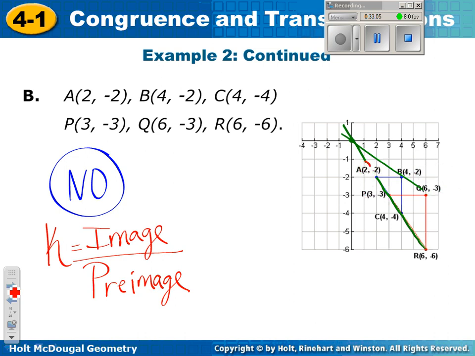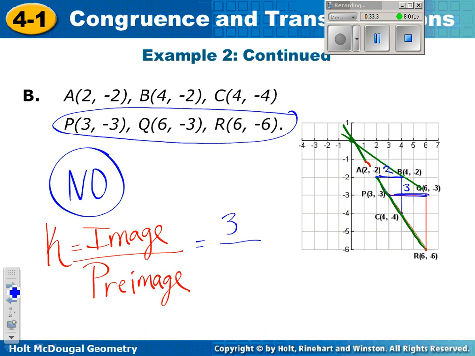So instead of looking at the coordinates, what's the length of this little side of the triangle? 2. What's the length over here of this side of the triangle? 3. So now what's the image and what's the pre-image? We're going to go with the second one as the image. So that was the one here. So the image is 3 and the pre-image is what? 2. So my scale factor is what? 3 halves. So if I took each of these coordinates and multiplied them by 3 halves, I would get these new coordinates I have here.